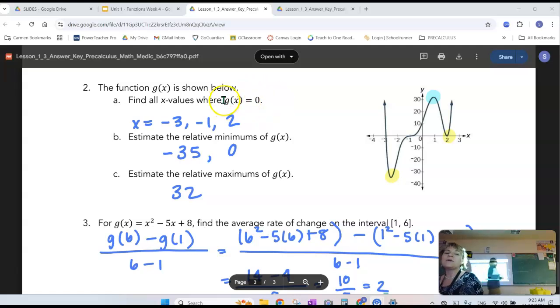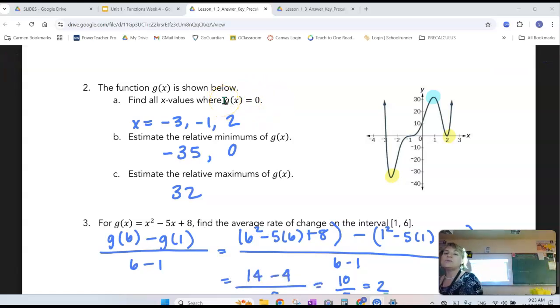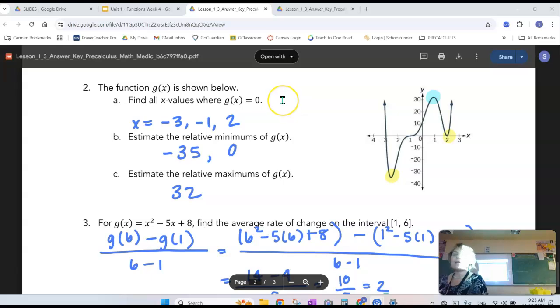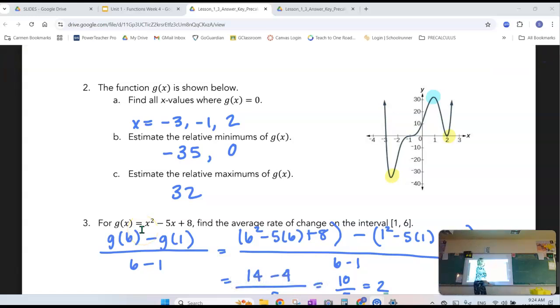Remember, g of x equals 0 means it's the y value. So these values are going to be on the x-axis. So where does it hit the x-axis? G of x equals the y value. Right, so I was just saying that g of x is the same thing as y, right? So we're looking for where is y equal to 0.